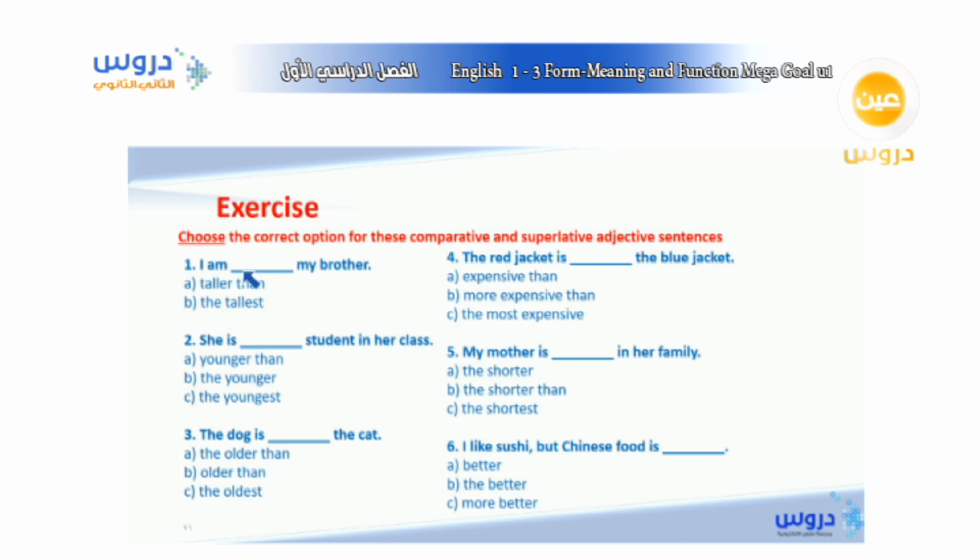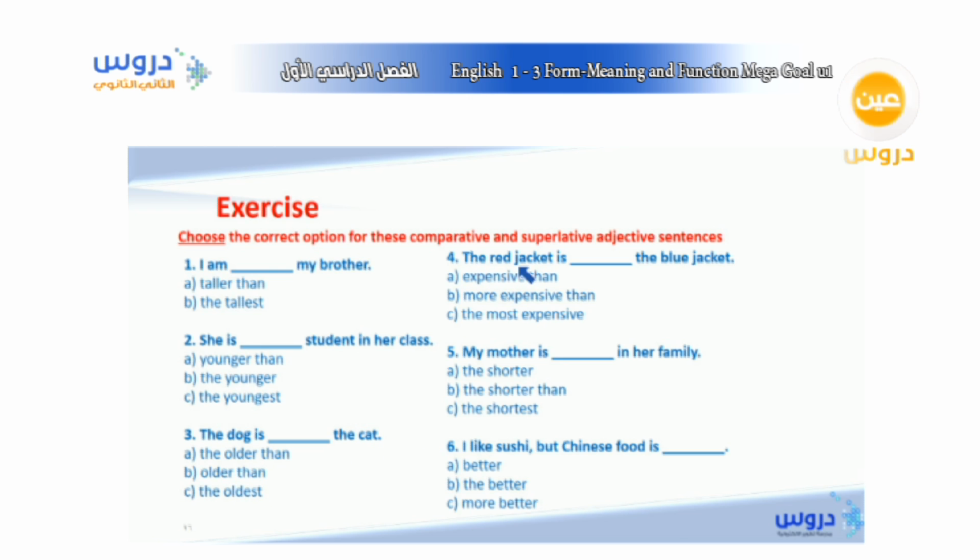The other exercise, choose the correct option for these comparative and superlative adjective sentences. This is the easiest question. Just think about it. I am my brother. Now we are comparing between two men. I and my brother. Taller or the tallest? Yes, perfect, taller. Number 2, she is student in her class. So we are comparing between more than 2. We will use the superlative form. Yes, the youngest, perfect. Not younger than, not the younger, the youngest.